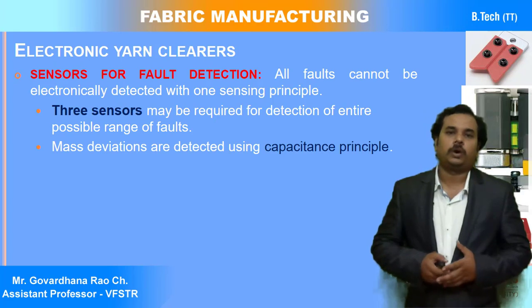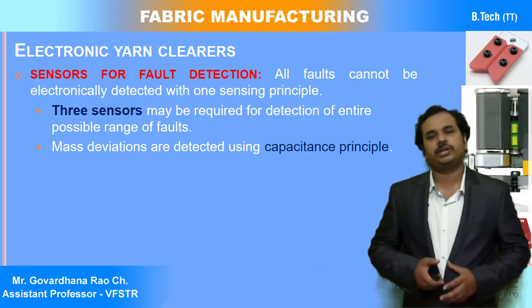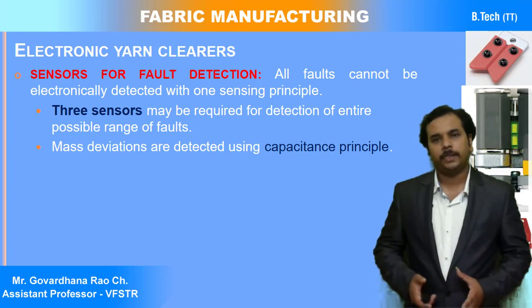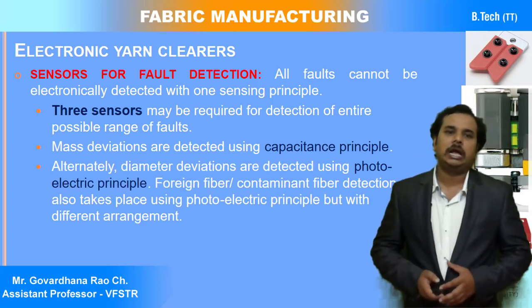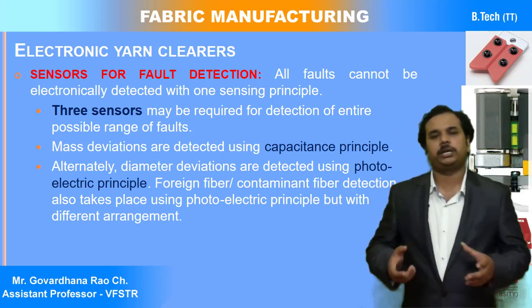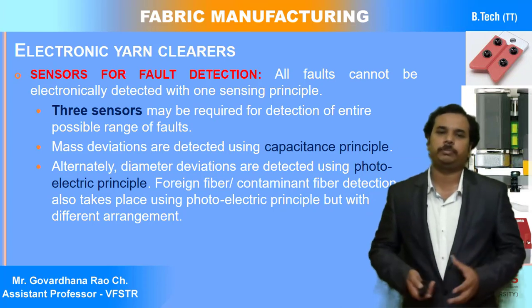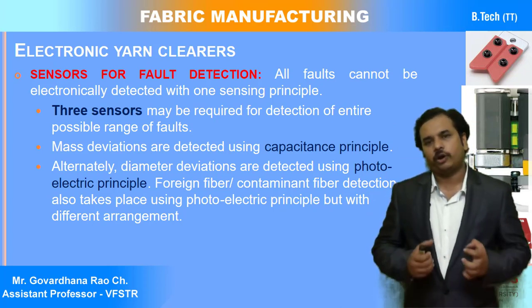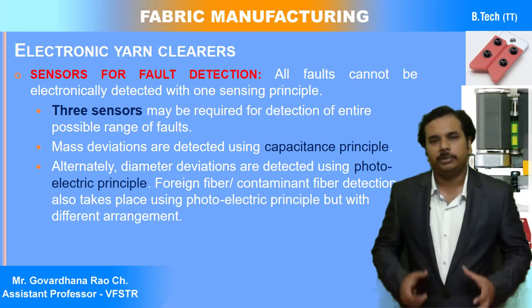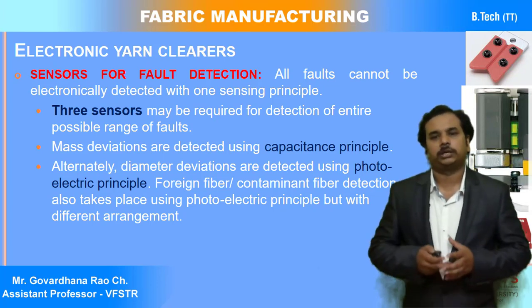Now what exactly it is going to detect: the mass deviation is detected using the capacitance principle, and alternately the diameter deviation is detected using the photoelectric principle, and again the foreign fibers and contaminants are also going to be detected by using the photoelectric principle.